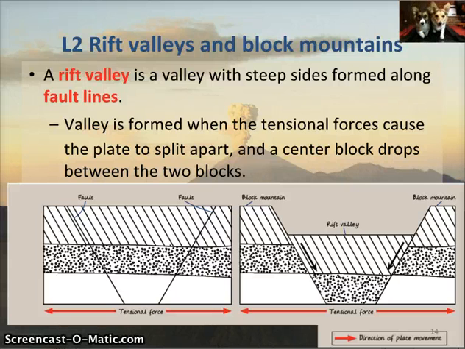Now, valleys are formed when the tensional forces cause the plates to split apart and a center block drops between the two blocks. So these two are pulled apart and this falls through. Okay, if you want to learn how to draw very clear and simple diagrams to illustrate these, go to the link that I will post below.